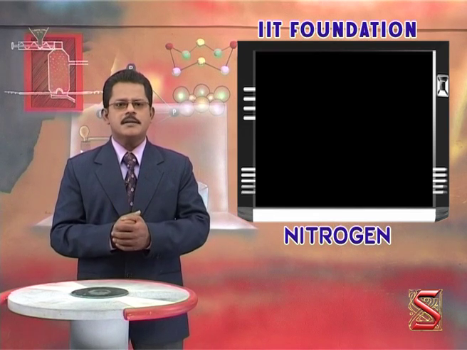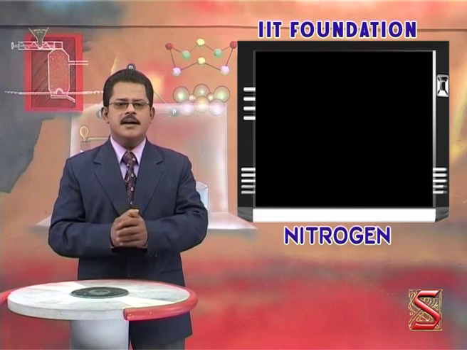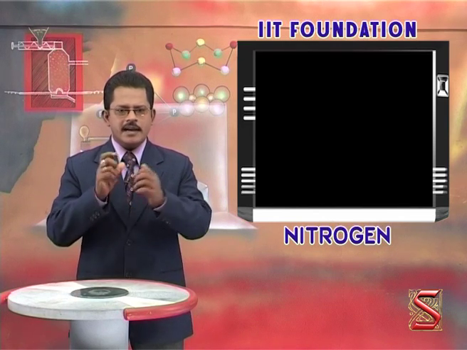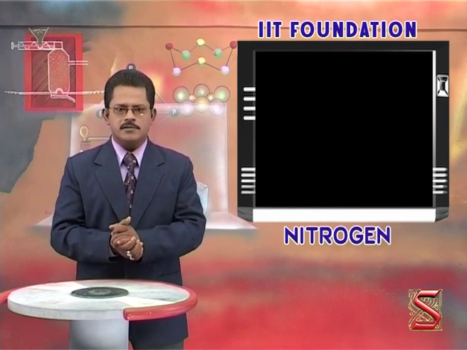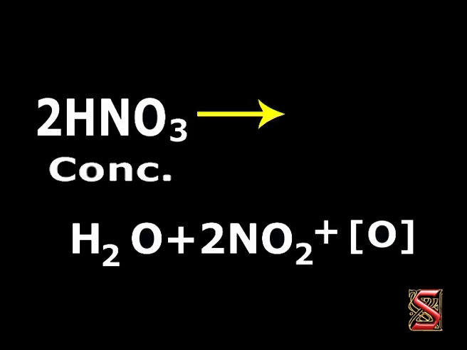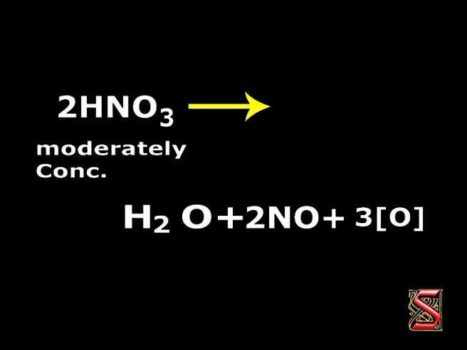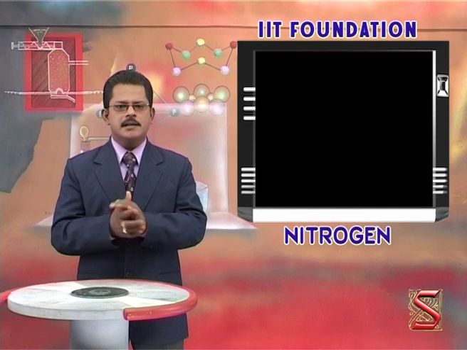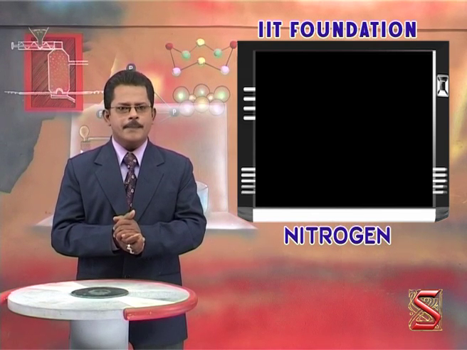The oxidizing property of nitric acid is based on the fact that when nitric acid undergoes decomposition, it yields nascent oxygen and acts readily as an acceptor of electrons. 2HNO3 concentrated gives rise to H2O plus 2NO2 plus O. 2HNO3 moderately concentrated gives rise to H2O plus 2NO plus 3O. The nascent oxygen oxidizes nonmetals, metals, inorganic and organic compounds.